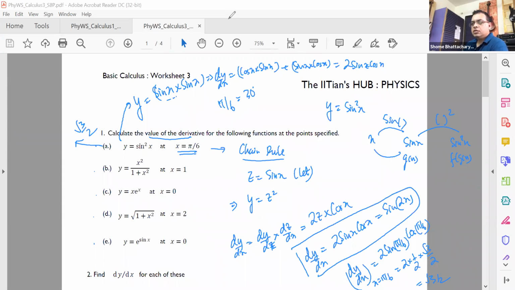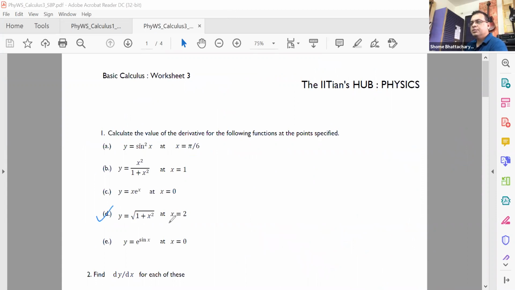Okay. So maybe you have a doubt in the D part, right? So let's discuss that. This is a typical example where you have to use the chain rule method. There is no other option for us. So y is equal to square root of 1 plus x square. You substitute z as 1 plus x square. So y becomes square root of z, or you can say z to the power half.